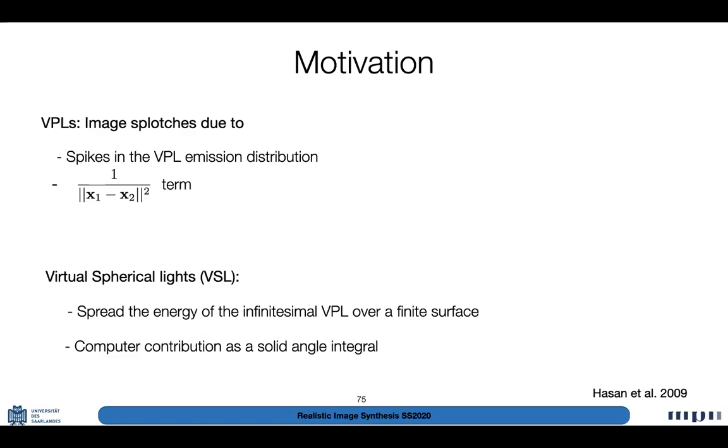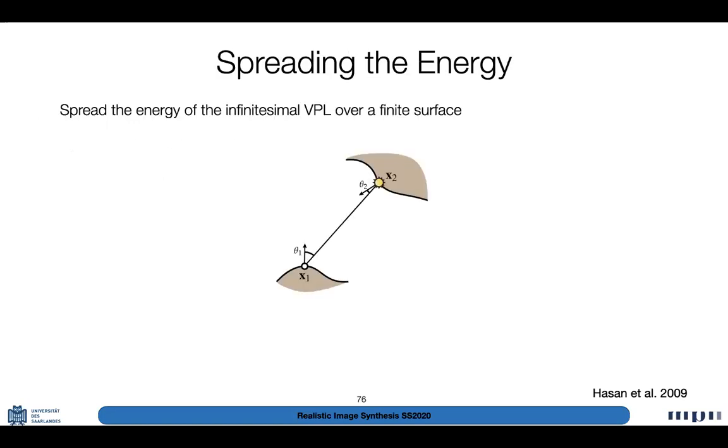What they did with virtual spherical lights is that they proposed to spread the energy of this Dirac VPL over a finite surface. And what they do is that they compute the corresponding contribution as a solid angle integral. Let's have a look at it more closely. In the VPL approach, you have two surfaces. X2 is your VPL and X1 is the surface where you want to compute the illumination. This is a point-to-point illumination. What they do is that they replace their VPL with this sphere, the visible sphere.